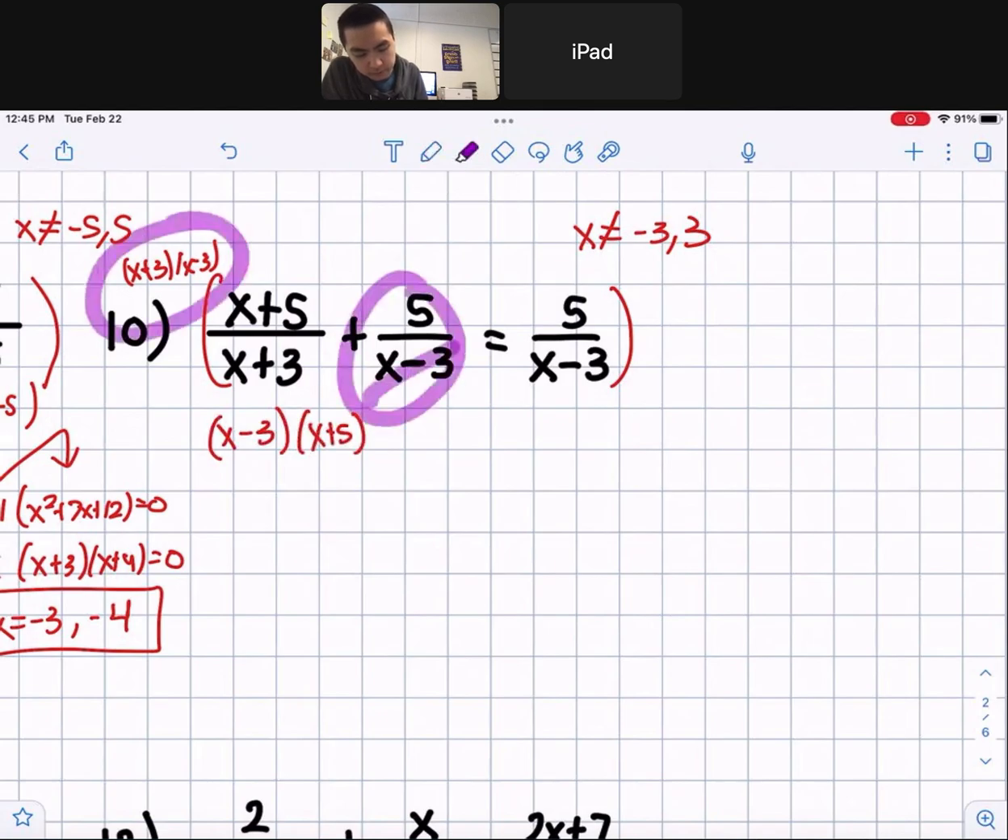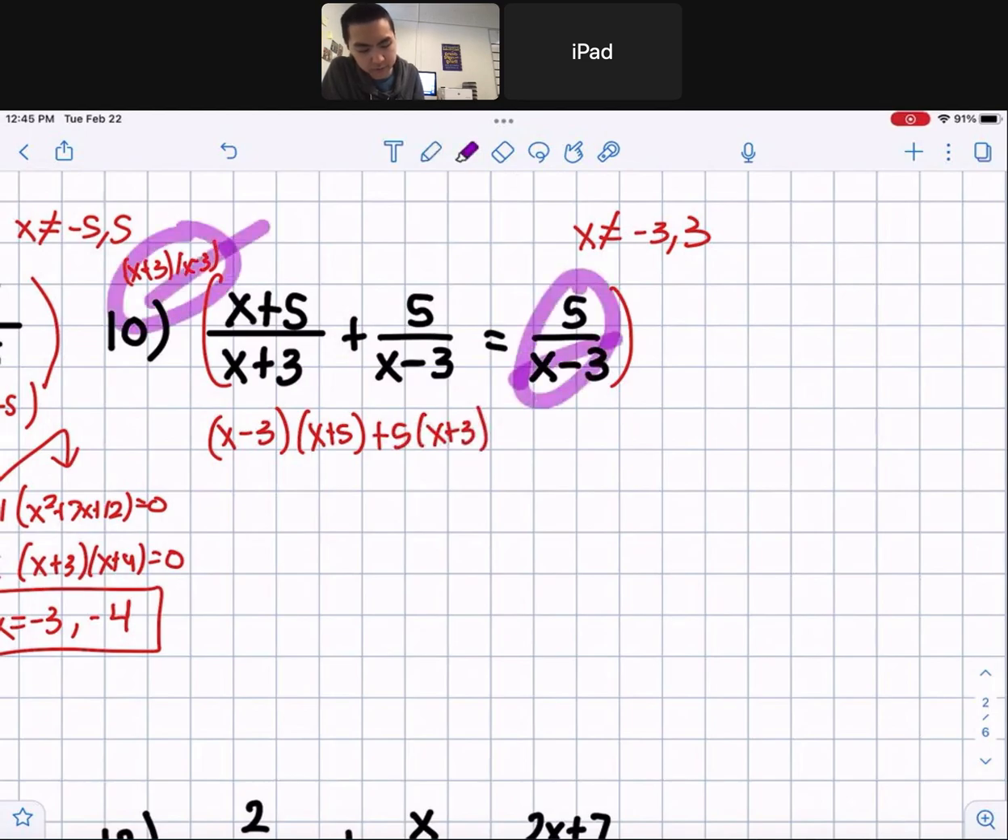This times this, you guys, the x minus 3's cancel, so all you're left with is the 5 times the x plus 3. And then this times this, you guys, x minus 3's cancel, so that just leaves the 5 times the x plus 3. Okay, and now we multiply.